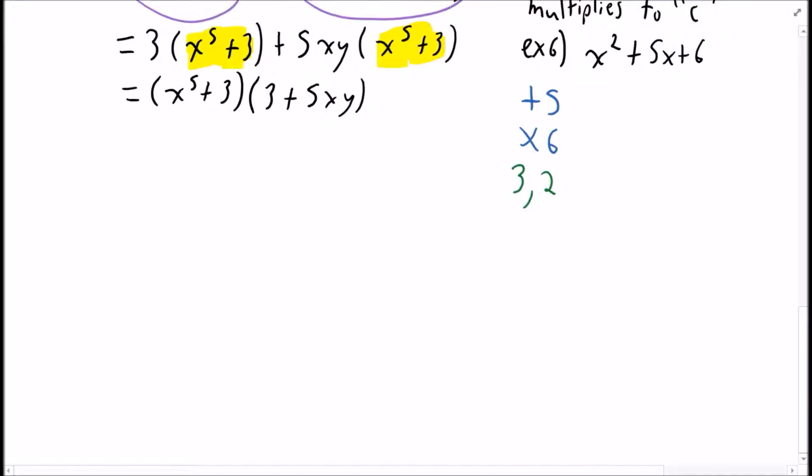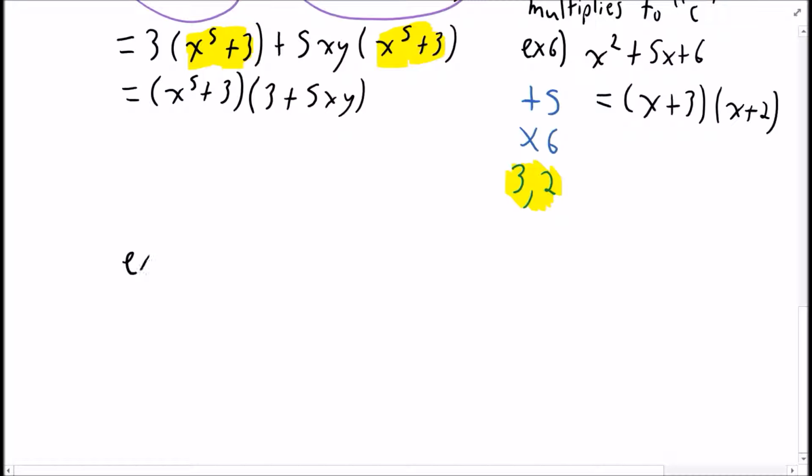So what we get to do in a quadratic is jump right to the brackets and put those values that I just got here, the 3 and the 2, and add them into the brackets. So bracket x plus 3 and x plus 2. Let's do a couple more like that.